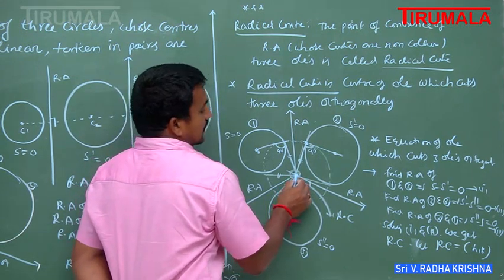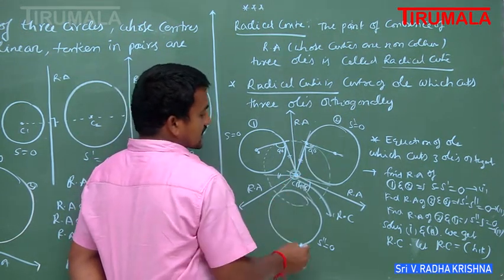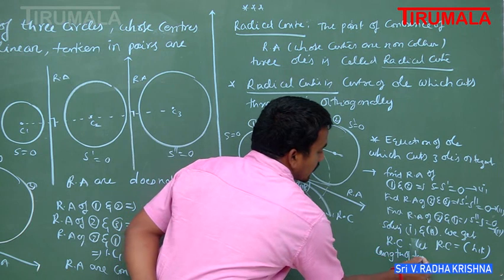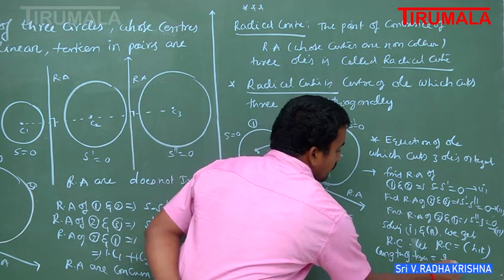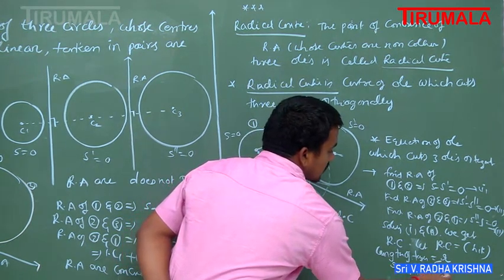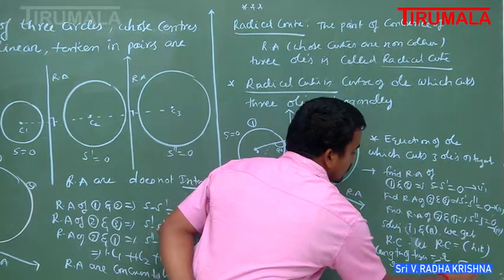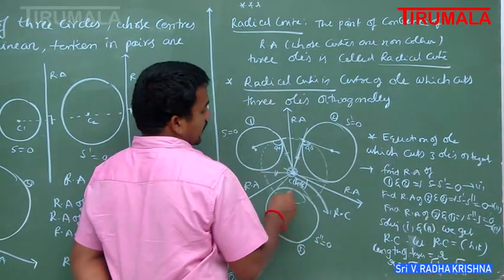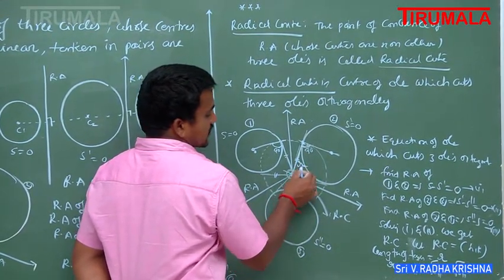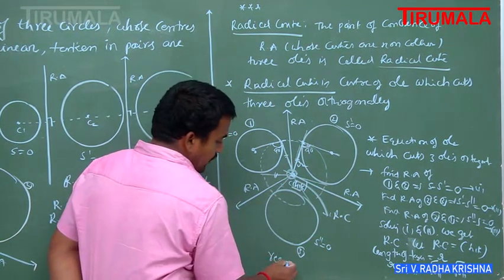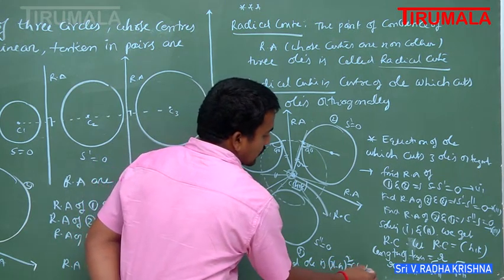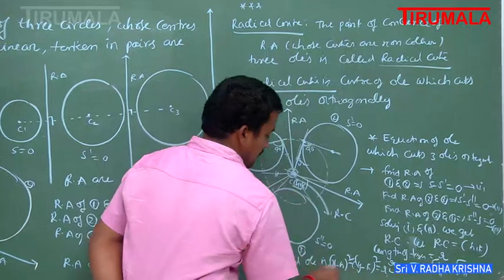So from this center, identify the length of the tangent to any circle. The length of the tangent is equal to the radius. So that radius equals root S11, or root S'11, or root S''11. Any circle we can take and identify the length of the tangent, that is the radius of the circle. Here we get the center and we get the radius. The required circle is (x minus h) whole square plus (y minus k) whole square equal to r square.